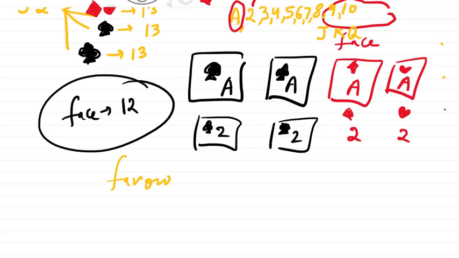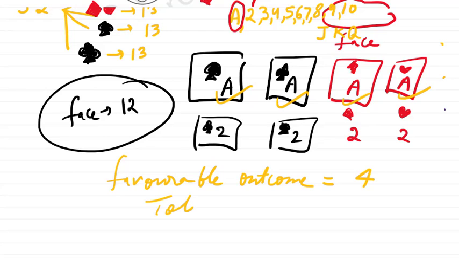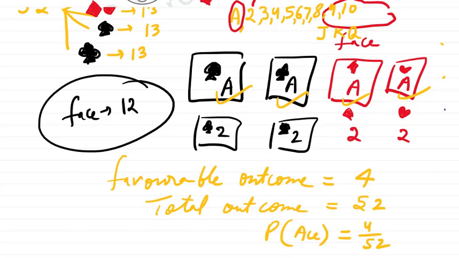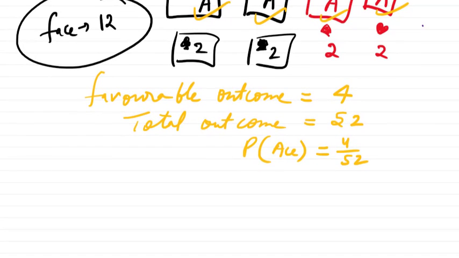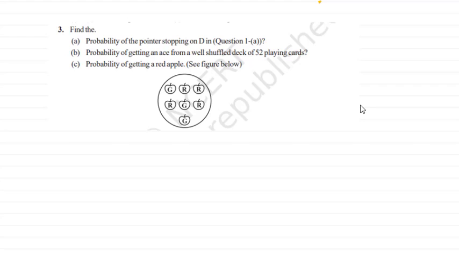So what we will say? How many favorable outcomes do we have here? We have 4 favorable outcomes because we can get either this, this, this or this. And what are the total outcomes? Total cards we have is 52. So the probability of getting an ace will be favorable outcomes 4 and total outcomes 52. If you solve it, you will get the answer 1 by 13 as the probability of getting an ace.